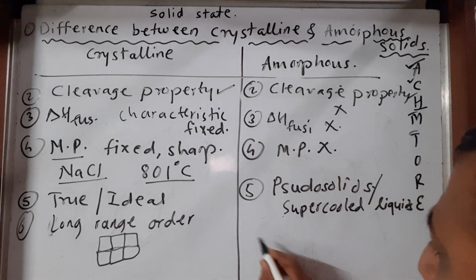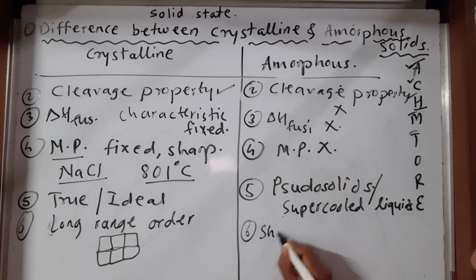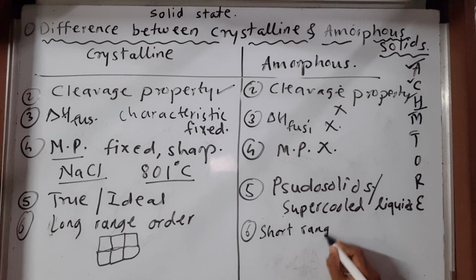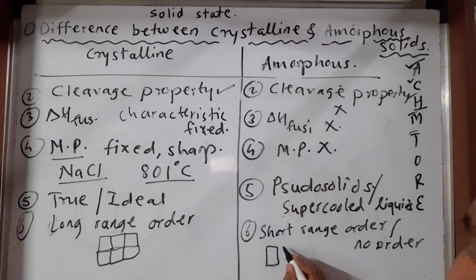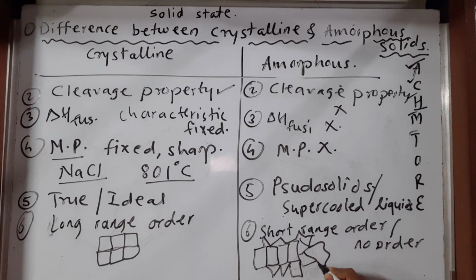Here there are two possibilities: either there is a short range order or no order. What it means is, say, this is the repeating pattern, it is repeated 2-3 times, but then it is not going to repeat again. So a repeating pattern is there, but not a regular repeating pattern. So either short range order or no repeating pattern. Say, for example, here no repeating pattern is there.